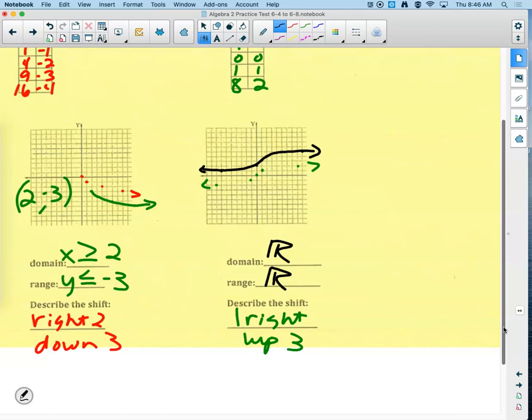So, square root, it's a good thing Justin brought that up. Square root always has a starting point. So that's where we have to be picky about our domain and range. But with cube root, all reals. Right and left forever, up and down forever.